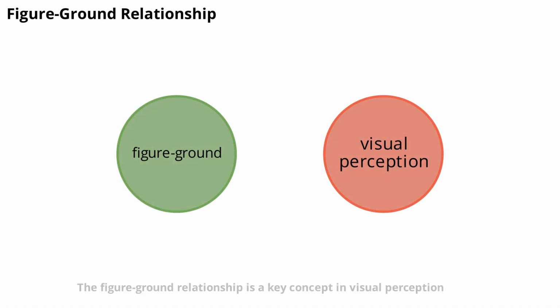The figure-ground relationship is a key concept in visual perception. It refers to our ability to separate an object, the figure, from its background, the ground. This distinction is crucial for recognizing forms and understanding scenes. For example, when reading text, the letters are the figure and the page is the ground. Artists use this relationship to create striking compositions.